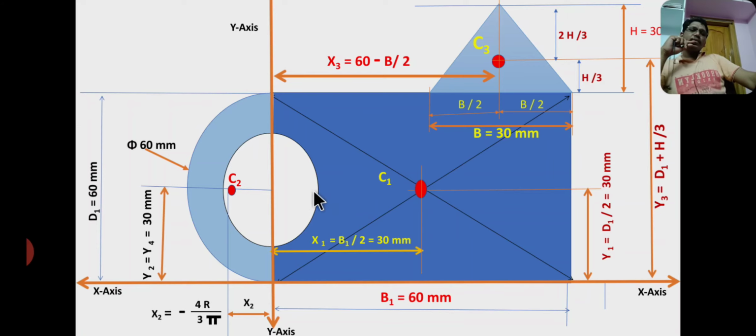Here I consider the fourth section as a hollow circle having diameter d equal to 20 mm and radius r equal to 10 mm, and the centroid lies here. The centroid of the circle lies on the y-axis, so the value of x4 equals 0, and the value of y4 equals half of the height from here to here, y4 equal to 30 mm. In the next slide I have written these values in tabular form.